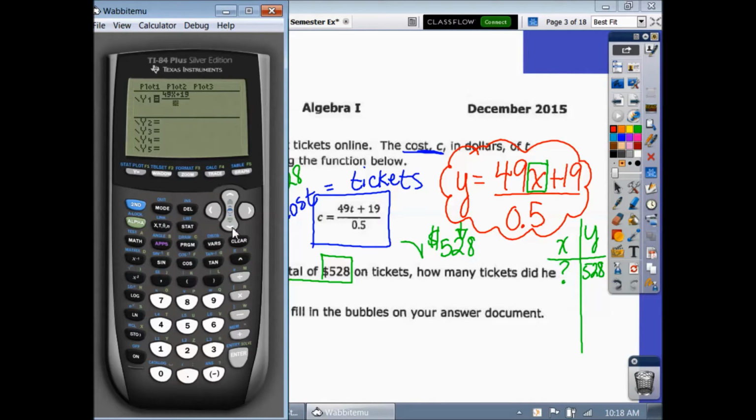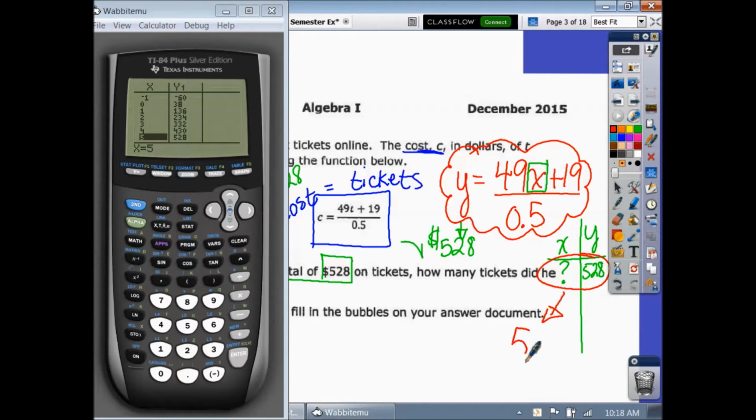Type in the bottom part. You can do 0.5 or you can just do 0.5. And then we're going to go to the table. The table's in blue, so second table. And what we're looking for is the missing component right there. So let's scroll down. And if you look, when you spend $528, you will have purchased 5 tickets. So your answer is 5.